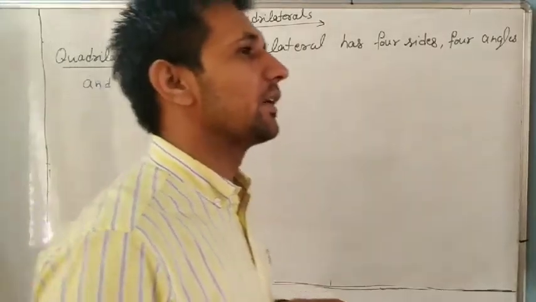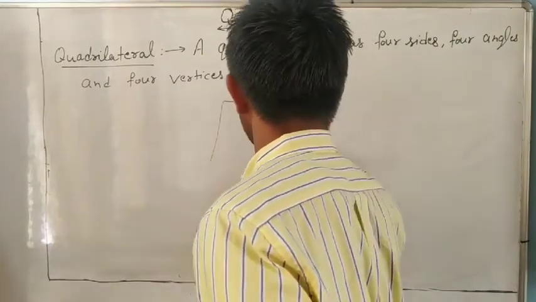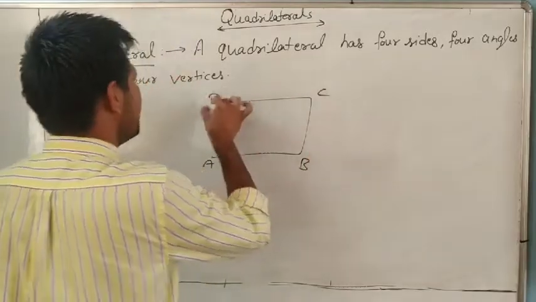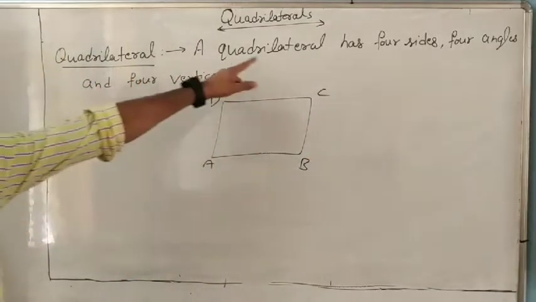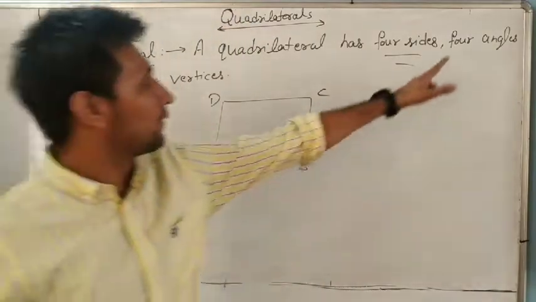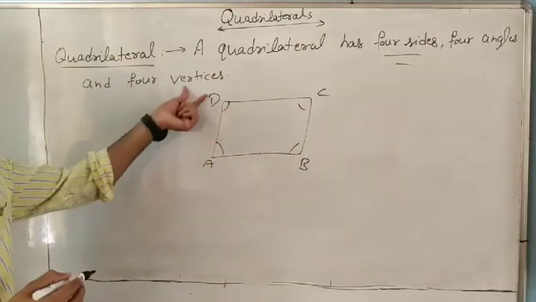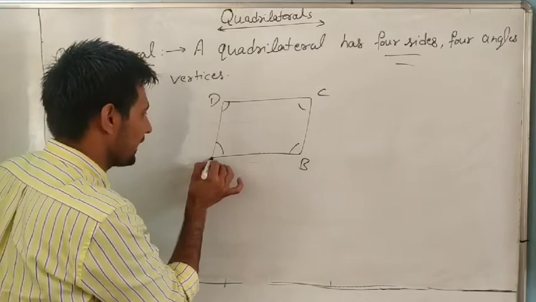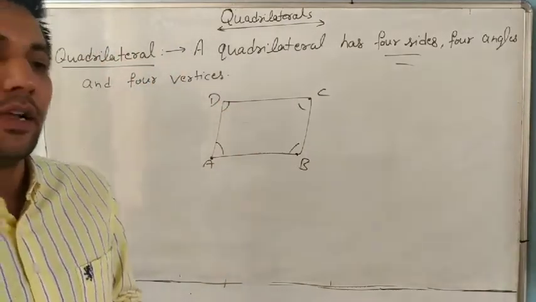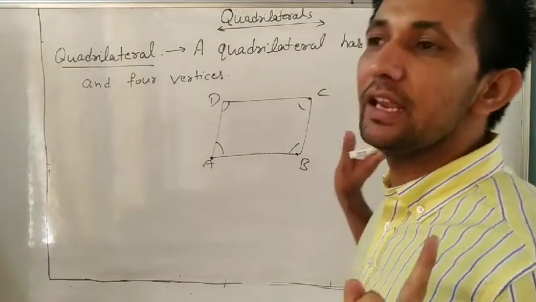Any closed figure which has four sides. Closed means this one is a closed figure. It means A, B, C, D is a quadrilateral. It has four sides, yes, 1, 2, 3, 4. Four sides, and four angles, yes, 1, 2, 3, and 4. And four vertices. Vertices mean points A, B, C, and D. So it is a quadrilateral, in which there are four sides, four angles, and four vertices. But it should be closed.